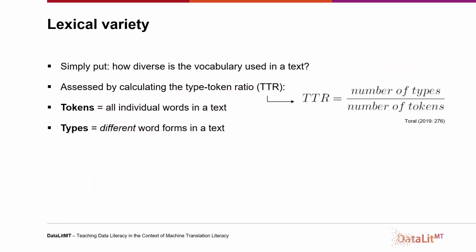Lexical variety describes how diverse the vocabulary in a text is. This can be assessed by calculating the type-token ratio, which we do by dividing the number of types by the number of tokens. Tokens are all individual words in a text. Types are the different word forms in a text.